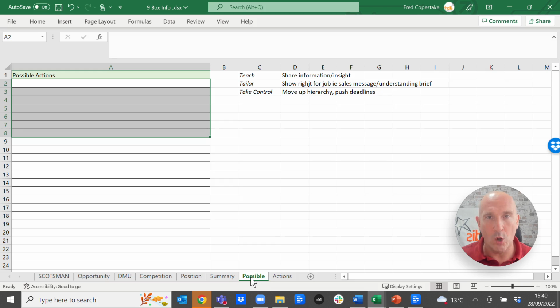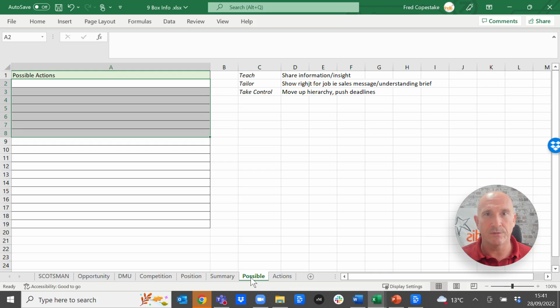Use teach, tailor and take control as a way of thinking about, well, what can we actually do here? Teach, do we need to share information? Do we need to give more insights? Are there perspectives people are missing? Do they need to learn how to do things in a different way? Tailor, have we shown that we are right for them? Have we shown them we really understand them? Have we shown them that the way in which we can deal with this is a serious option?